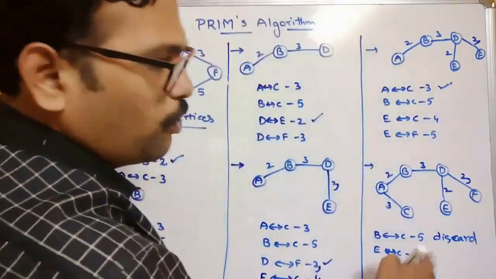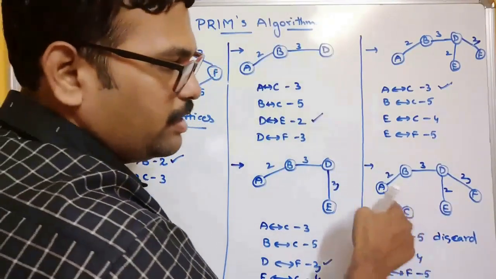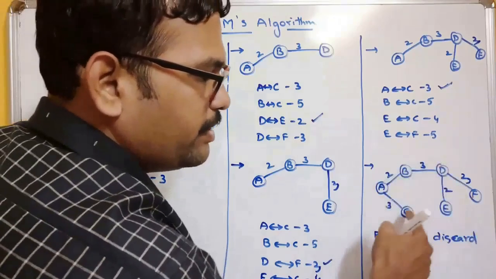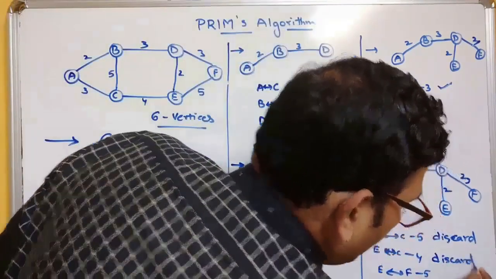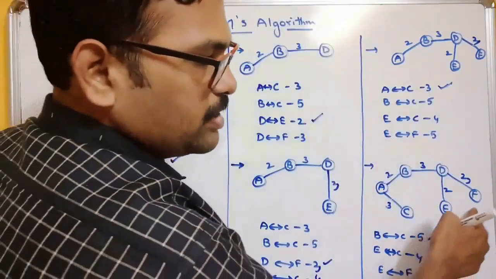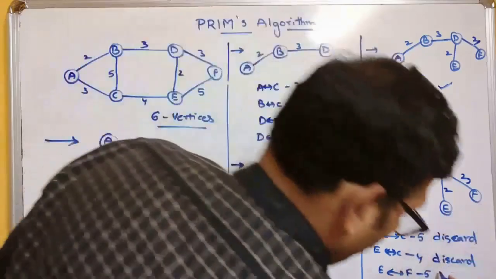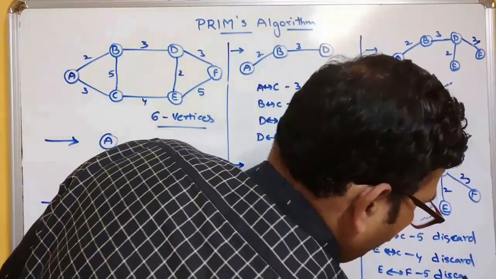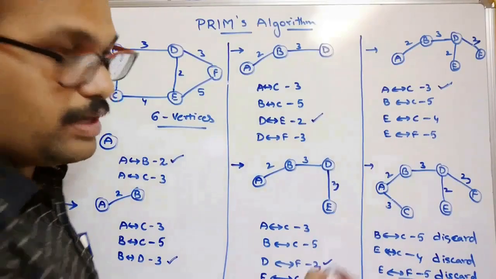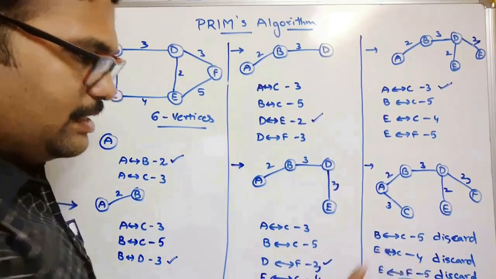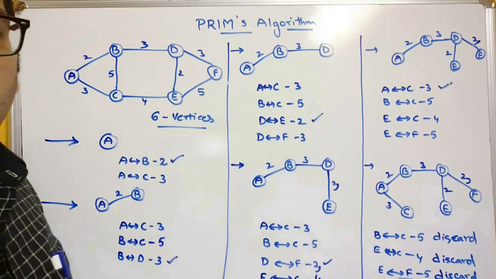E to C 4: if you just connect this edge, again there is a cycle. So A, B, D, E, C, A. So again you need to discard this edge. And E to F: if you connect this edge, again a cycle forms. So we need to discard these edges so that we can have this one.